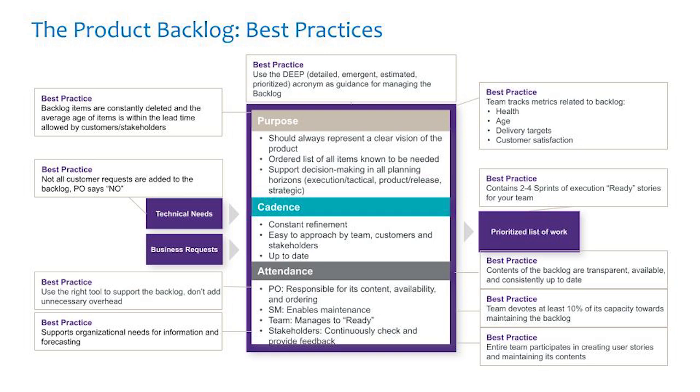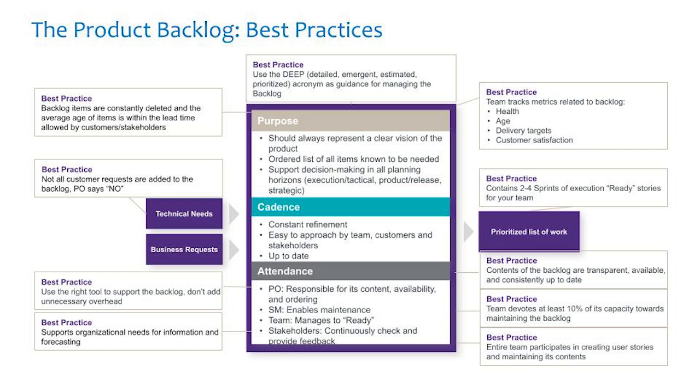So use DEEP: detailed, emergent, estimated, and prioritized. This acronym is great for guidance for managing the backlog. Do you have the right level of detail? Emergent, is it estimated? And is it prioritized? So is it coming up? Is it emerging? Is it well estimated? Do we have a good velocity target for it? Have we done something like this before that we can compare to it? And then what's the priority in the overall structure of the backlog?